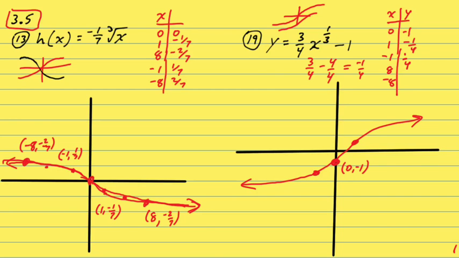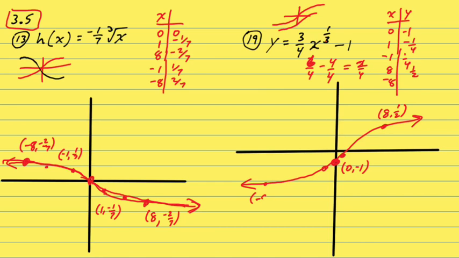Hang on. Oh, that's because it's the minus, so I didn't go far enough. That would be down here and here. But if you put in an 8, I bet you get a positive. What's the third root of 8? 2. 2 times 3/4 is 6/4. What's 6/4 minus 4/4? 2/4 or 1/2. So it would go through 8, 1/2.